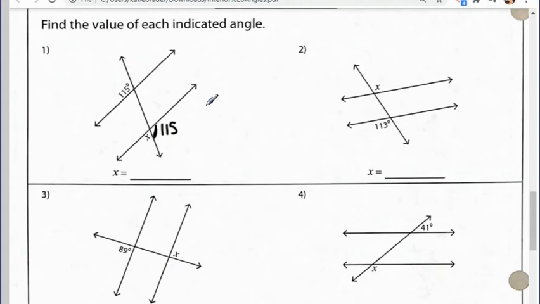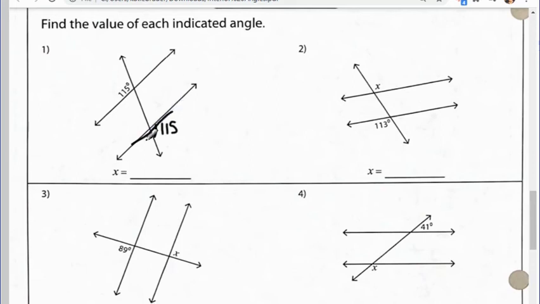Okay, so I know that together these two angles right here, and I'm sorry that line is really bad, those two angles, x and 115, equal 180. So to find x, I'm going to take 180 minus 115, and that's going to give me x, which is 65 degrees. I had to use my alternate exterior angle to find that, but that is not an alternate exterior angle, okay?